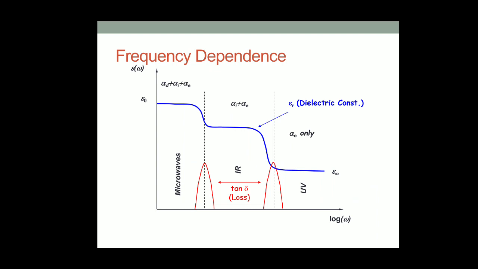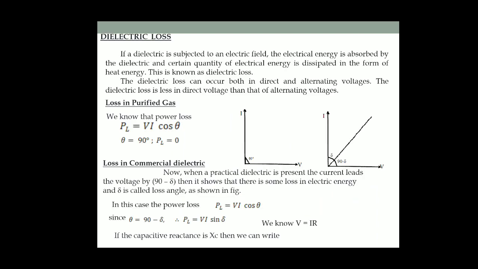And the next one is dielectric loss. If a dielectric is subjected to an electric field, the electrical energy is absorbed by the dielectric and a certain quantity of electrical energy is dissipated in the form of heat energy. This is known as dielectric loss. This loss occurs in both direct and alternating voltages, but the dielectric loss is less in DC voltages than in alternating voltages.